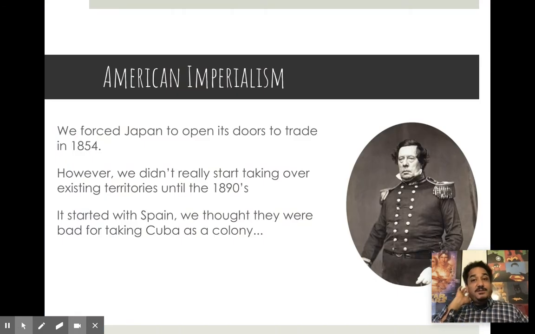In 1854, we went over to Japan and said, Japan, you need to trade with us. And if you don't, we're going to blow you up. We brought our big old military in Japan and we forced them to trade with us. Forcing another country to do what you want them to. That sounds like imperialism to me. So I would say even that was imperialism.